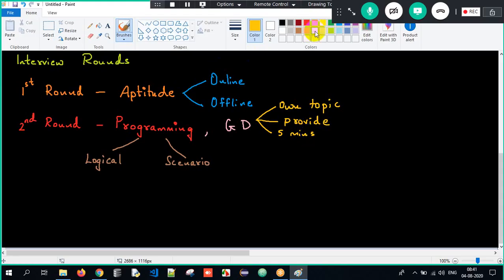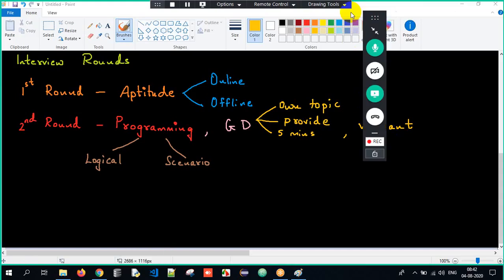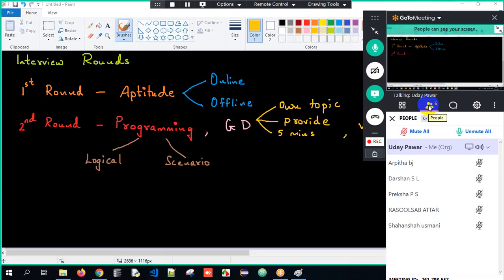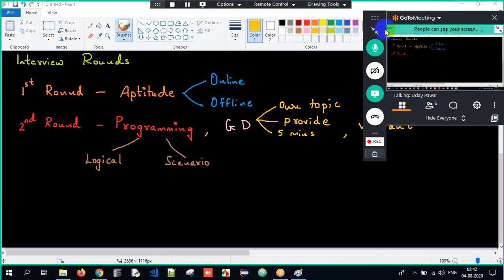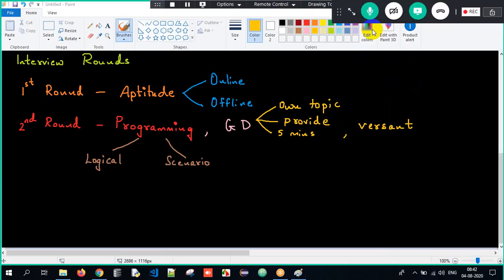We generally also call this round the Versant round. Sir, what is this Versant round, sir? A telephonic round. You call your girlfriend or boyfriend and talk, no? Similarly, the Versant round is nothing but a telephonic round. They'll call you through the phone, and through the phone you are supposed to communicate and get to know about it.